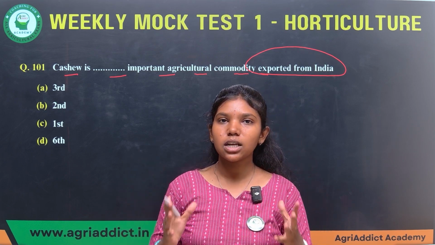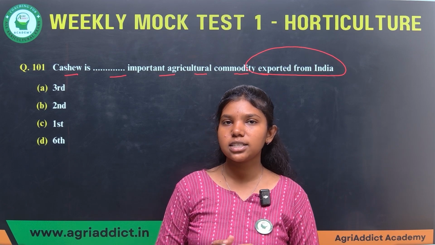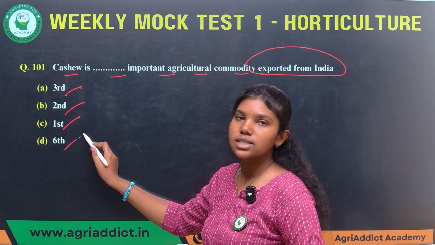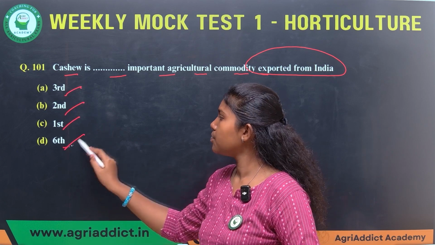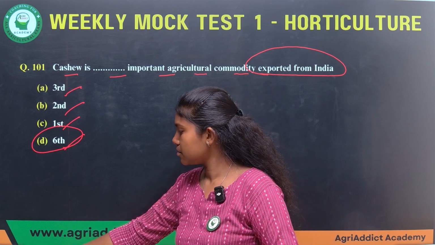Among the various agricultural commodities exported, cashew occupies which position? That is the question here. Third position, second, first, or sixth? The answer for this question is sixth. I'll explain you in the next slide.